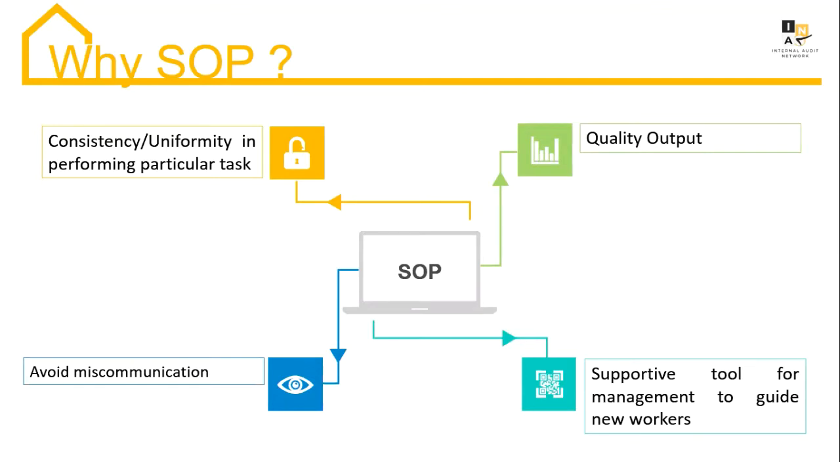The fourth one is a supportive tool for management to guide new workers. Obviously, when new workers join, the process is already in place and the operations are already running. So guiding and teaching them becomes easier when you have a documented process, or a video or any form of SOP, in place.